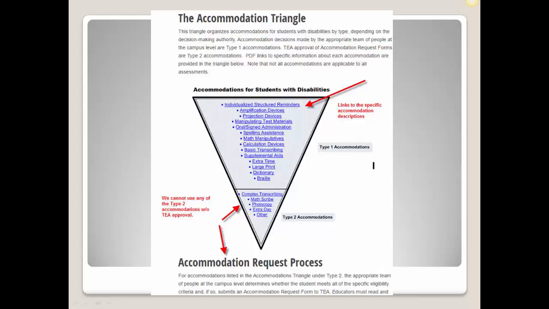It's very difficult to get type 2 accommodations, and we cannot use type 2 accommodations without TEA approval, and we have very, very few of those. I can count on one hand in all the years I've been doing this the number of accommodations that require approval that we've gotten.